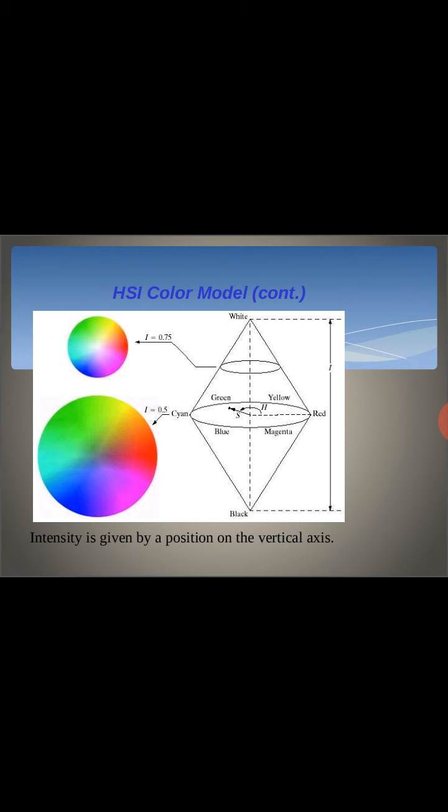So from this, the HSI color model is also very clear to us. Here we can see intensity is given by a position on the vertical axis. For the first circle, I is considered as 0.75, and for the next one, I is considered as 0.5. So this is the representation of HSI color models.